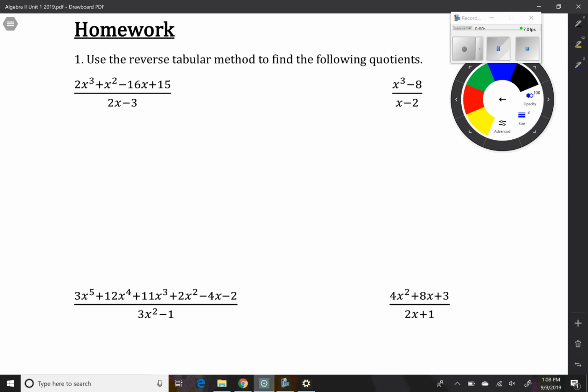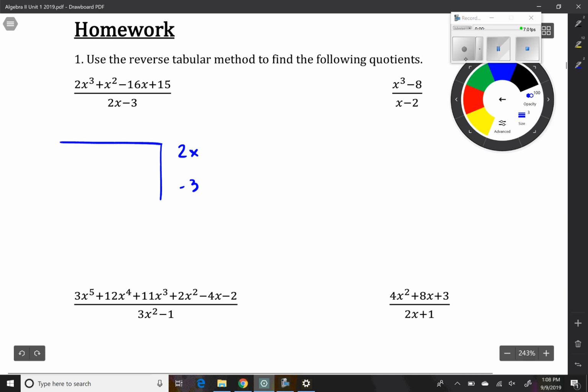So remember, the denominator of this fraction, or what we're dividing our expression by, that always goes on the outside of your box. So I'm going to put 2x on the outside and negative 3 on the outside, and then I'm going to make my box go across. The first thing that we're going to put in our box is the first term we're trying to make, that 2x cubed. Well, if that's the case, I need to multiply 2x by x squared to make 2x cubed.